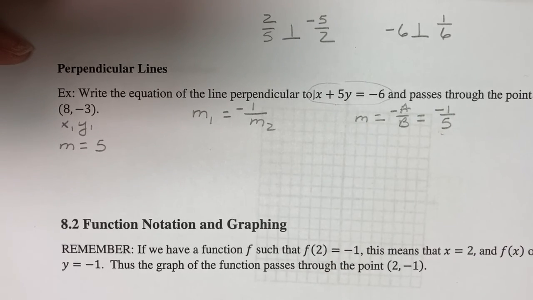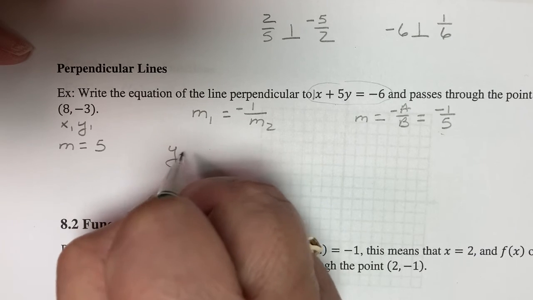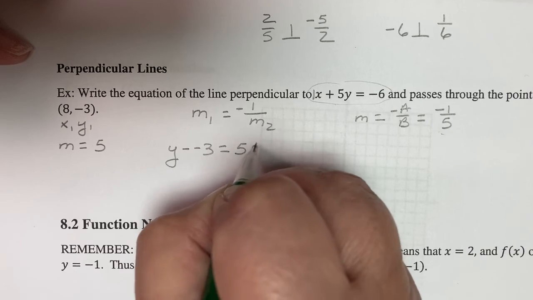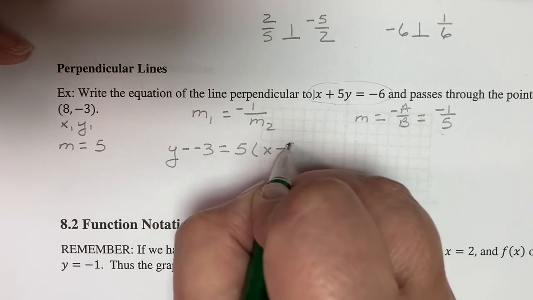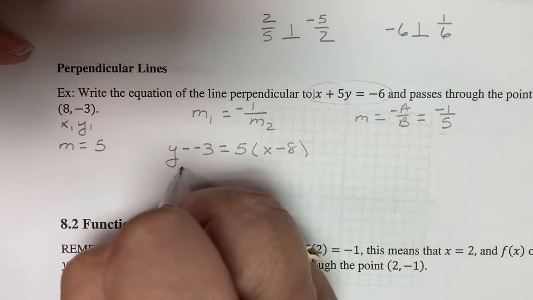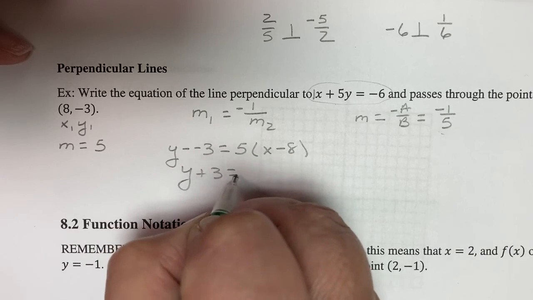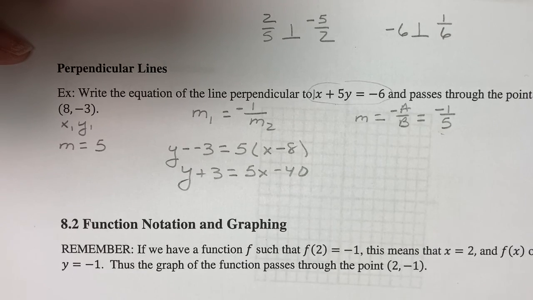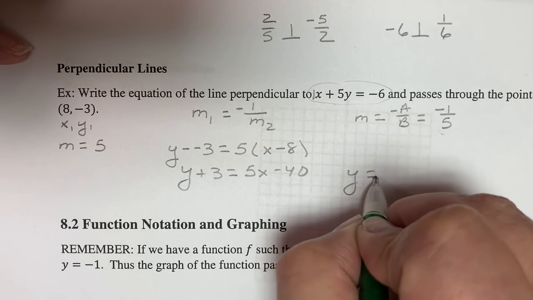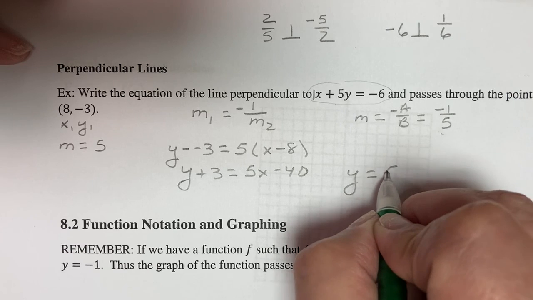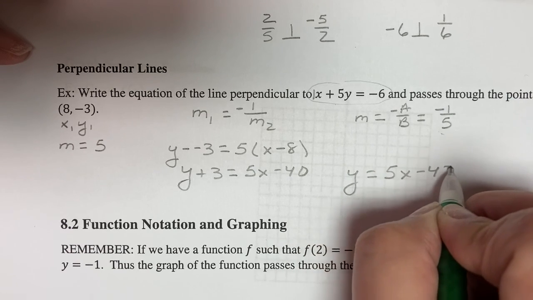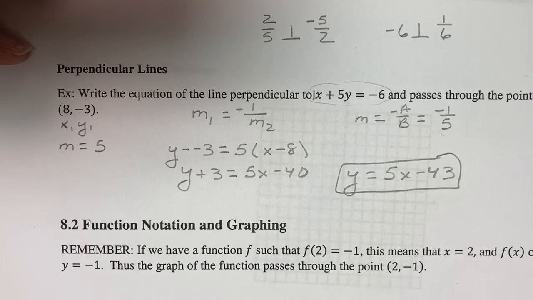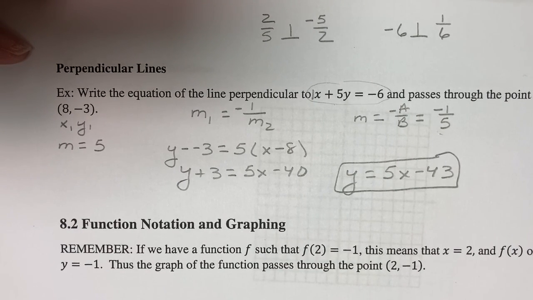So here we go. Let's go to that point slope form. So again, it would be y minus negative 3 is equal to the slope times x minus 8. So y plus 3 equals 5x minus 40 if you distribute. And finally, y is going to be equal to, because we have to subtract 3, 5x minus 43. And there you go. And that's the end of 8.1.